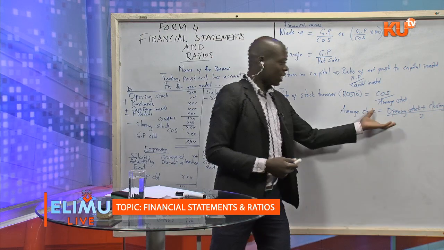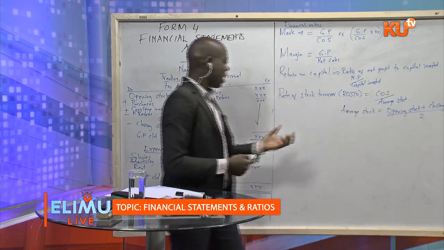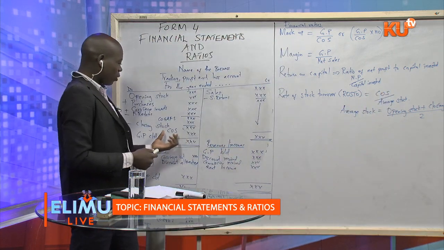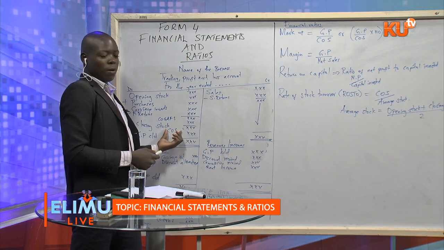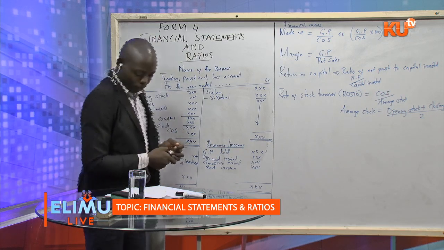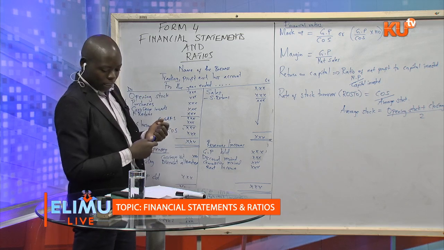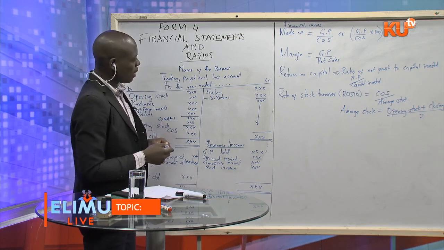So the figure that we get here, we now divide it by cost of sale. And remember, this is where we have the cost of sale. So those are important ratios that we need to look at in the calculation.